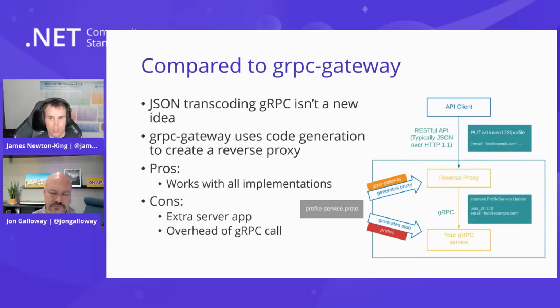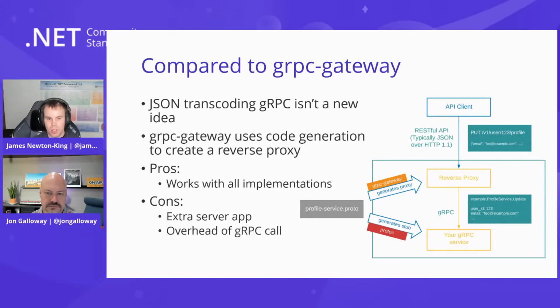There are pros and cons of that compared to JSON transcoding in .NET, which runs in process. The pros with Envoy and grpc-gateway is it works with any server implementation. You could have a C++ server sitting behind this, a Java server, a Go gRPC server, a C# server if you want.